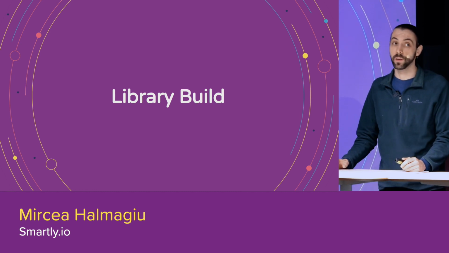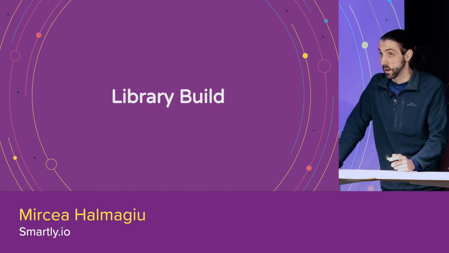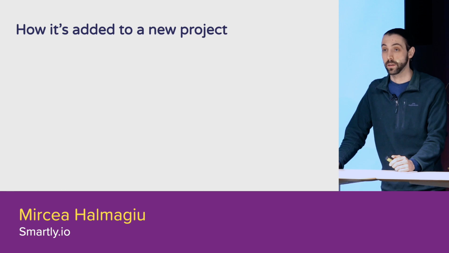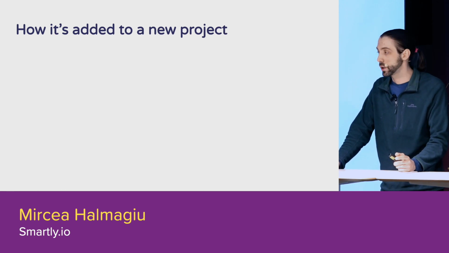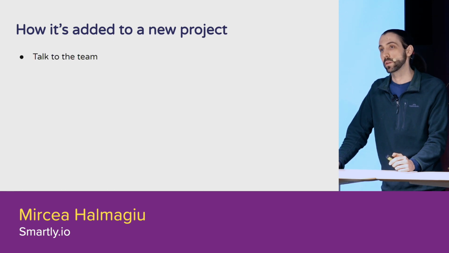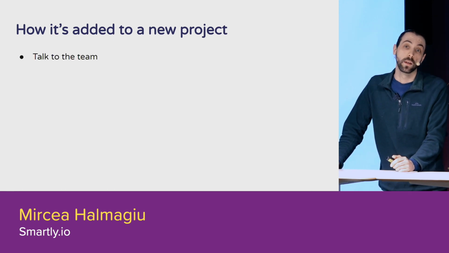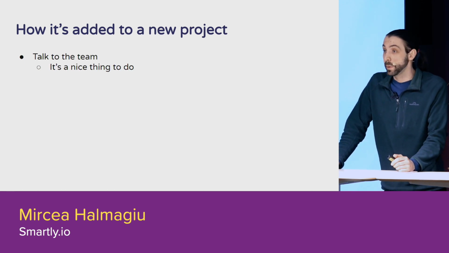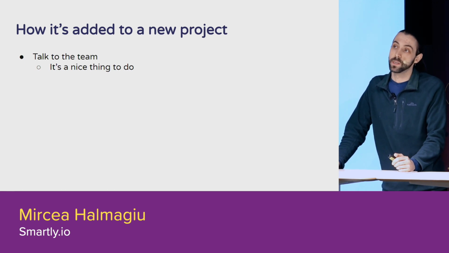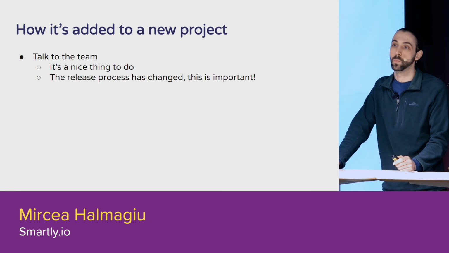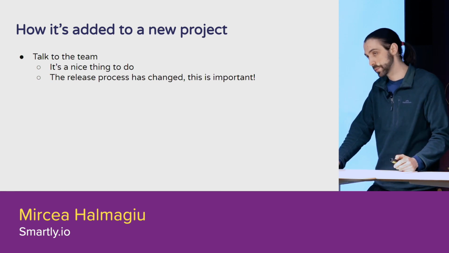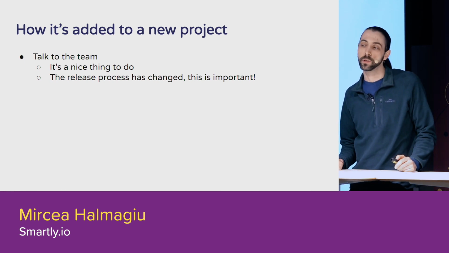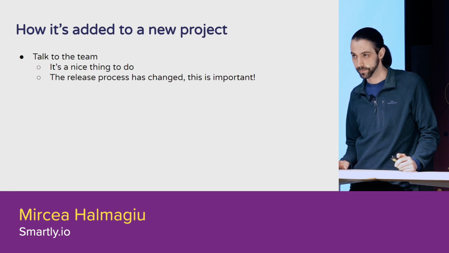So let's have a look at this library build. The way we integrate this into a new project is quite important to understand. So the first step, and this is partially politeness, partially practicality, is maybe talk to the team that owns the repo. This is, A, a really nice thing to do before you start messing in someone's code base. And B, the more important thing perhaps, is that what we're going to do is change the way releases work. And it's important that teams are aware of how this is going to change, because if they continue trying to release the way it used to work, it's going to end up breaking the release process.